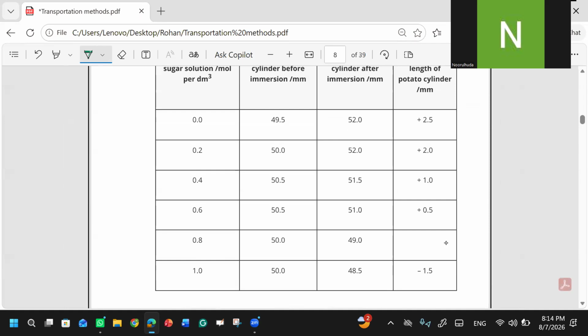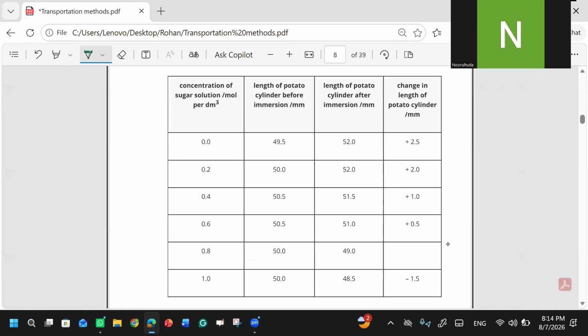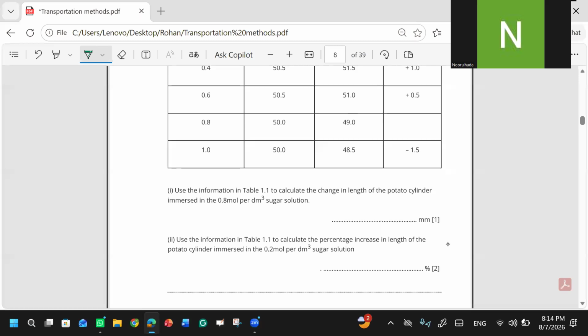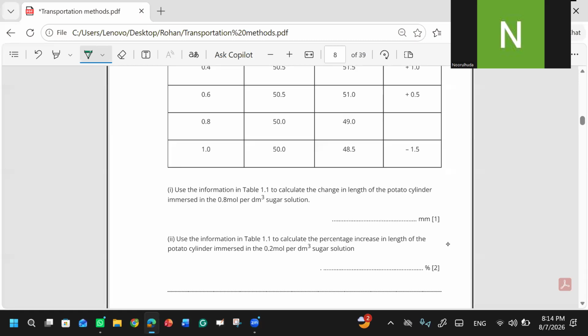Now we have to calculate this, right? How can we do this? Did you attempt this? No, I didn't do C. Okay. What can we do? What's your idea? I think to calculate the potato cylinder, you have to calculate all of the moles and stuff.